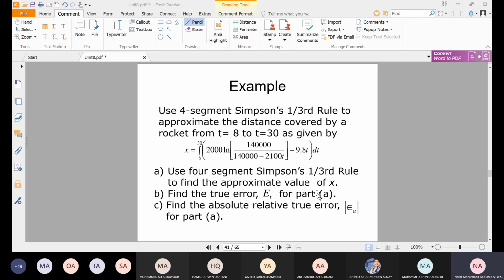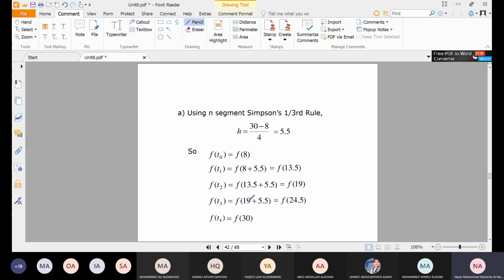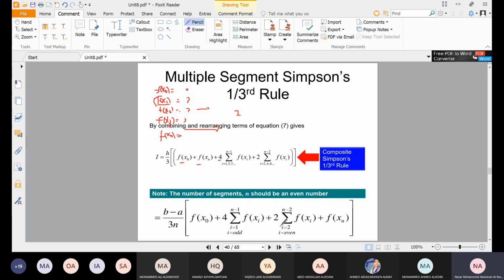Find the true error Et from part a. Find the absolute relative true error from part a as well. So if you go here, this is the Simpson rule. I'll pick the rule, let's bring it from here.